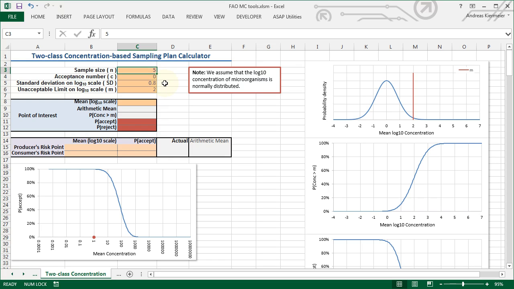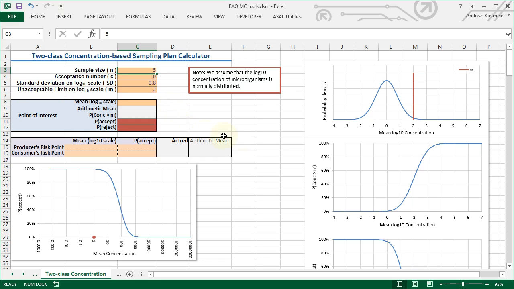deviation on the log scale, and the microbiological limit, little m, also on the log scale. The corresponding OC curve is shown at the bottom. There's also an area for a point of interest, which allows you to calculate the sampling plan's probability of acceptance and rejection for any mean log 10 concentration that you might be interested in. And we have a separate video showing you how to use this.